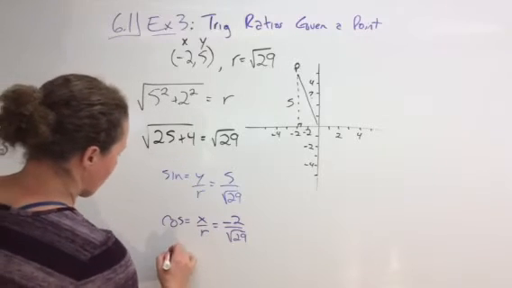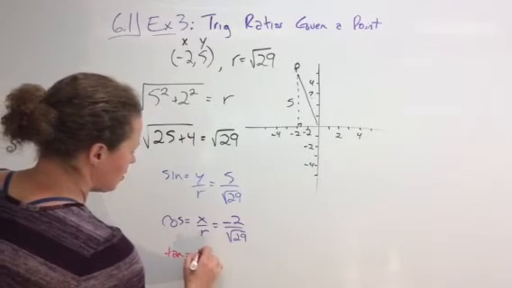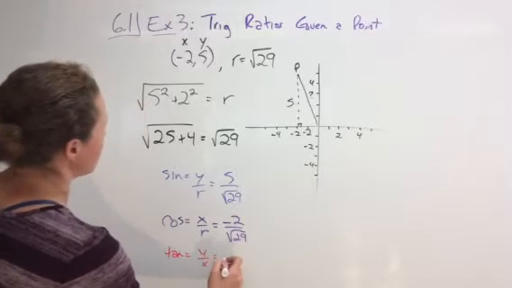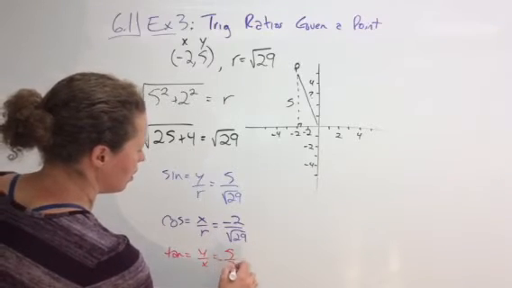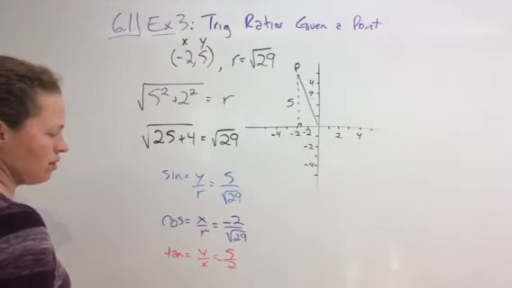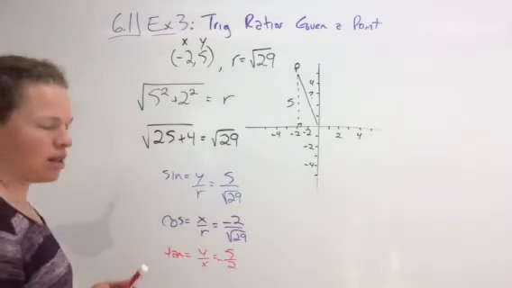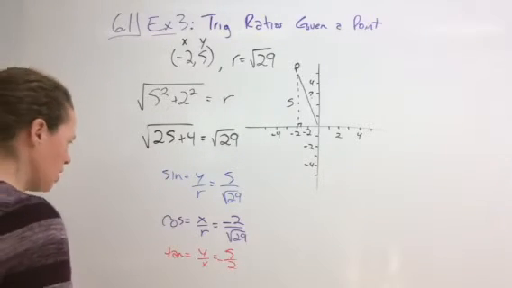Tan is y over x, which is simply 5 over 2 or -5 over 2. Because as long as it's got a negative in there somewhere, it's good to go.